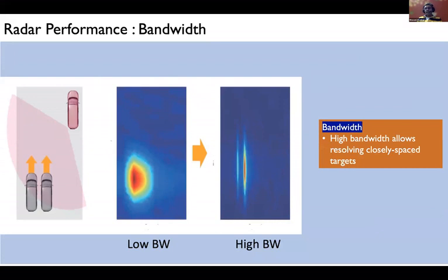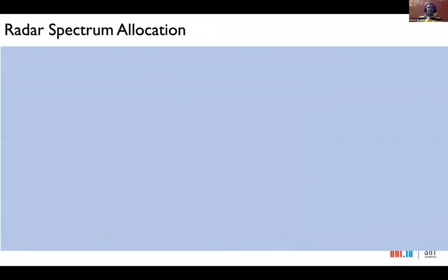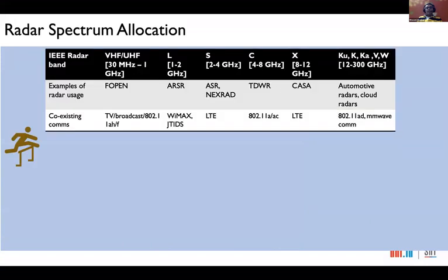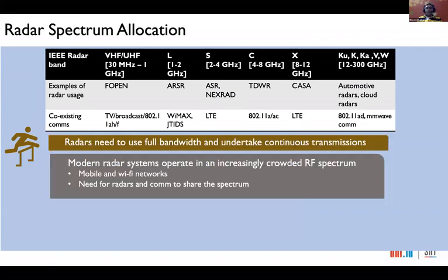So this requires a look into the radar spectrum allocation. Typically, the radar bands have always been used, and there have always been coexisting communication bands, more so recently with the crowding of mobile and Wi-Fi networks. The problem with radars is that they need to use the full bandwidth because they need resolution, and they need to do continuous transmissions because in surveillance you would need to do that. And so with this crowding, there is always a need for radars and communications to share the spectrum. This is not something that is happening very recently, but it has been evolving for some time.